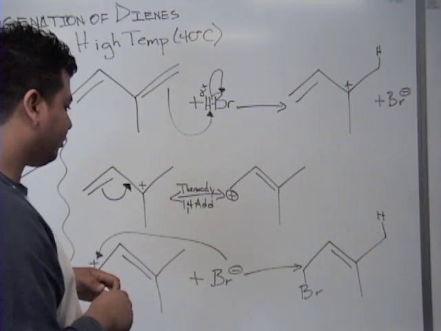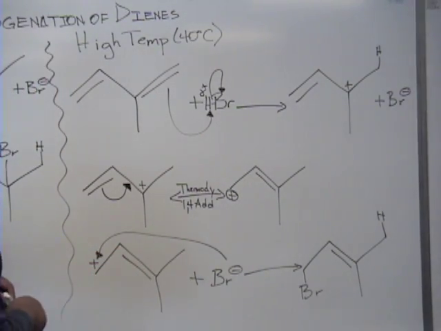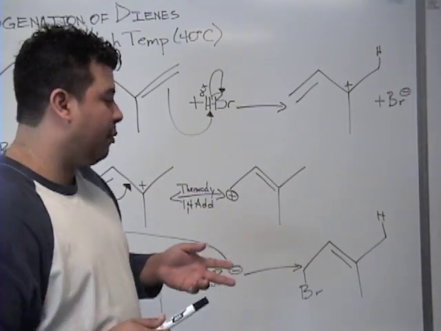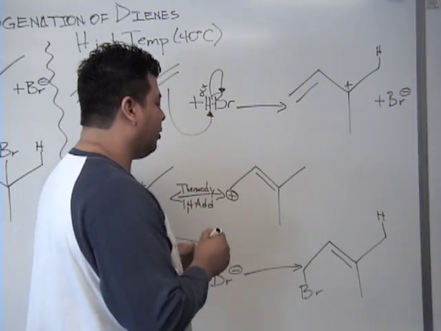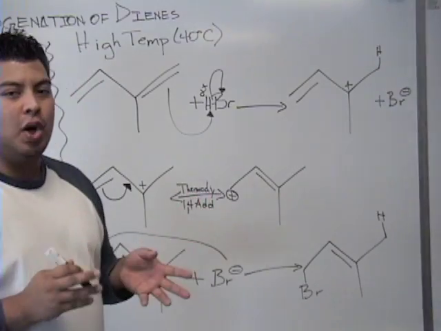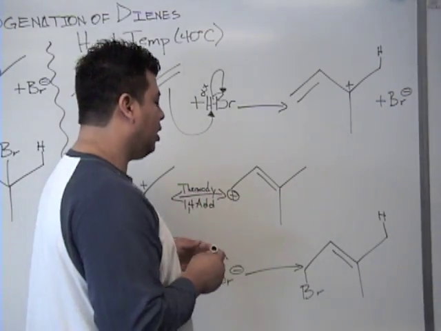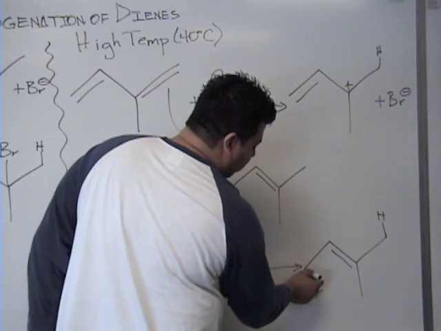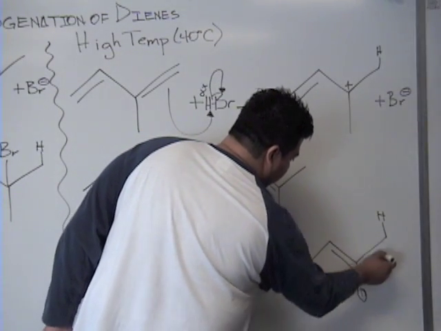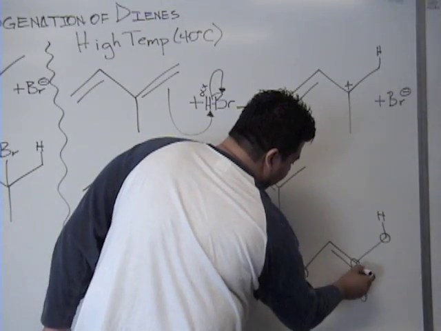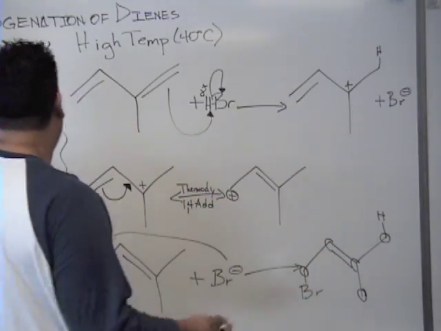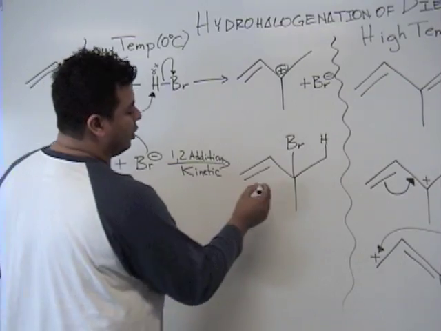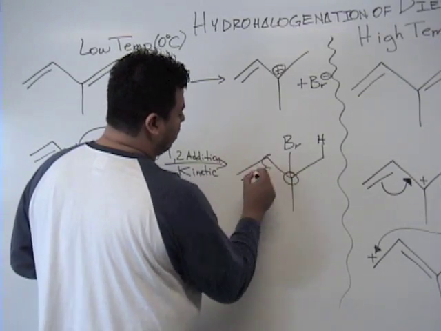second addition. Now, the thermodynamic product, if it helps you remember, is the one that's going to give you the most stable alkene. You will have 1, 2, 3 substituents to this double bond. While if you go to the kinetic, you're only going to have 1 substituent to this double bond.